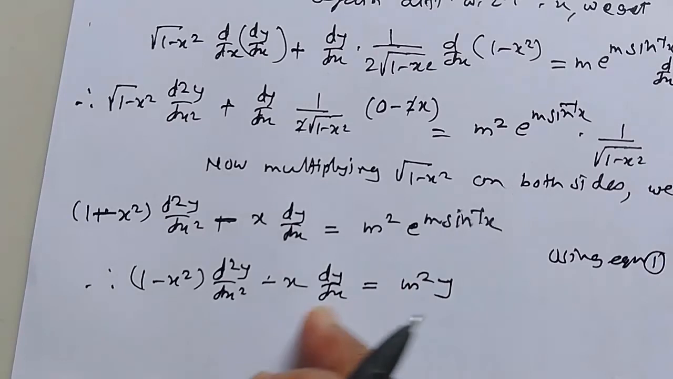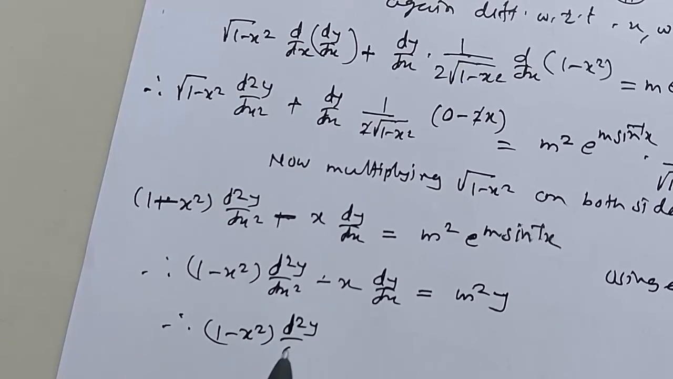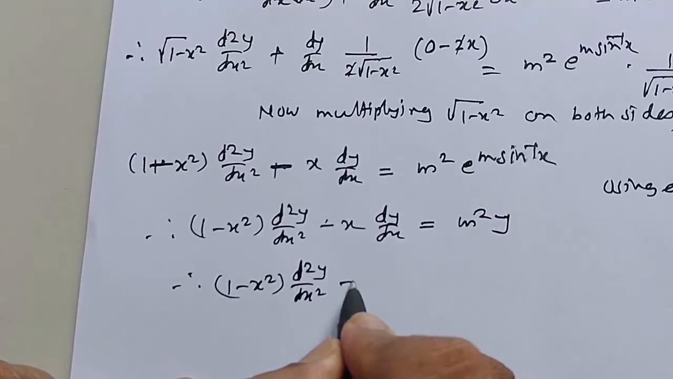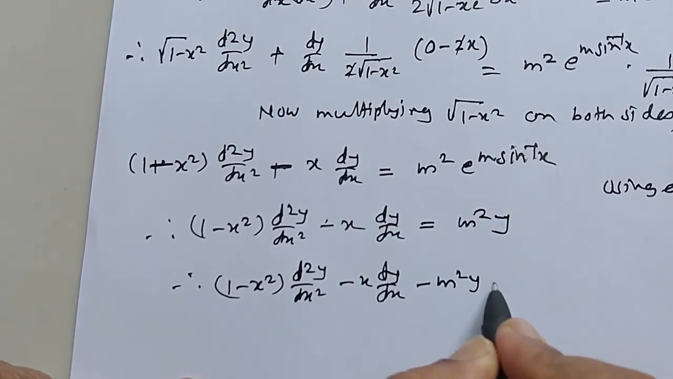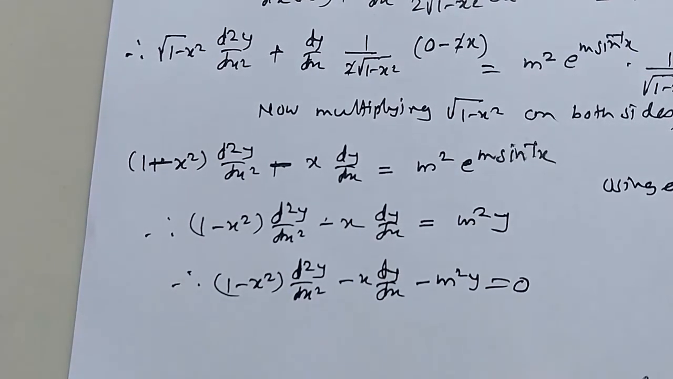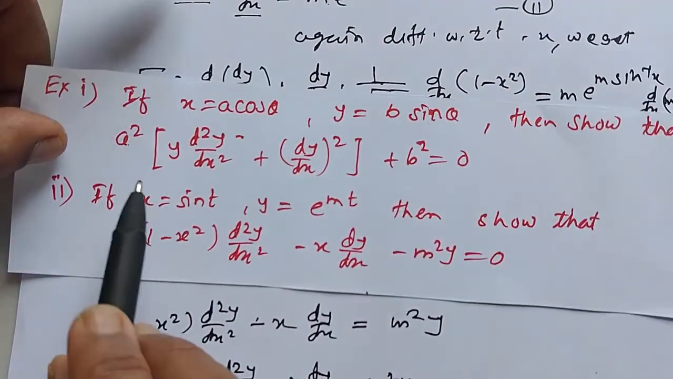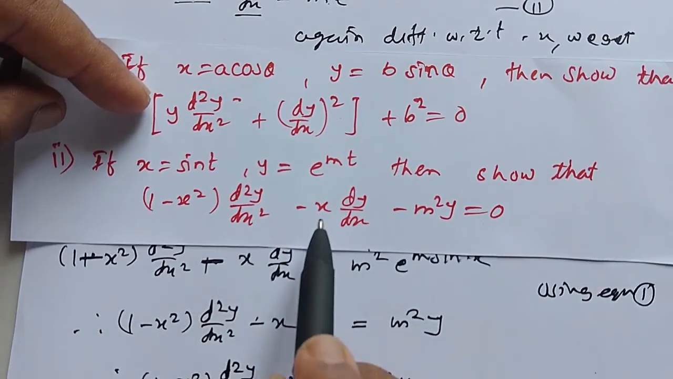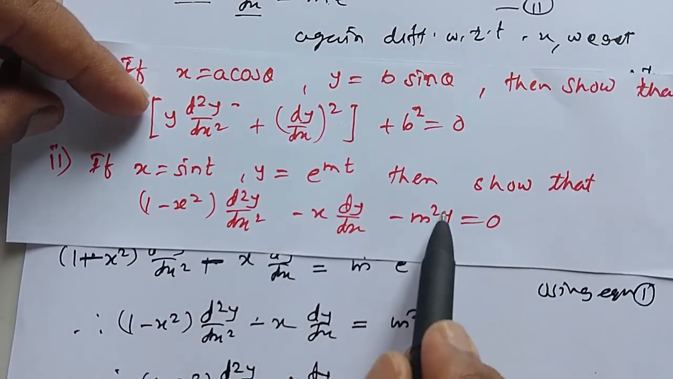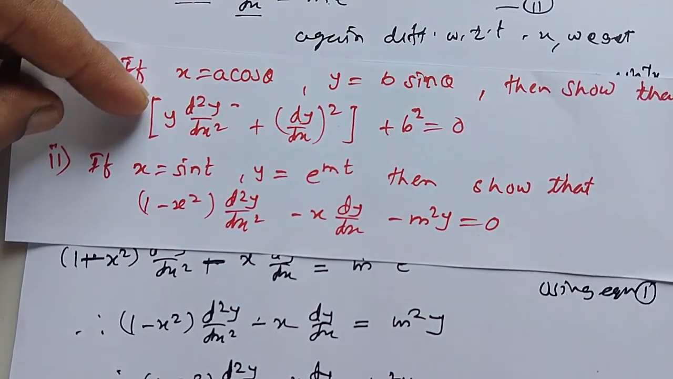So taking m square y to the left hand side, therefore 1 minus x square d2y by dx square minus x into dy by dx minus m square y is equal to 0. So this is what we want to show: 1 minus x square d2y by dx square minus x into dy by dx minus m square y is equal to 0. So this is the proof.